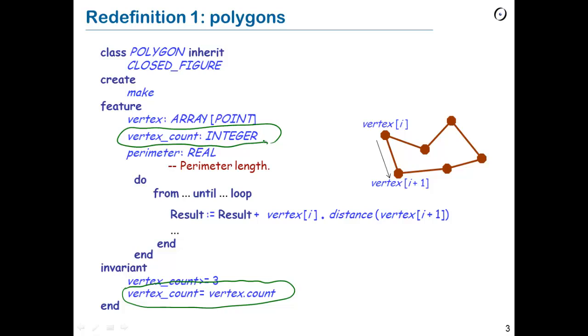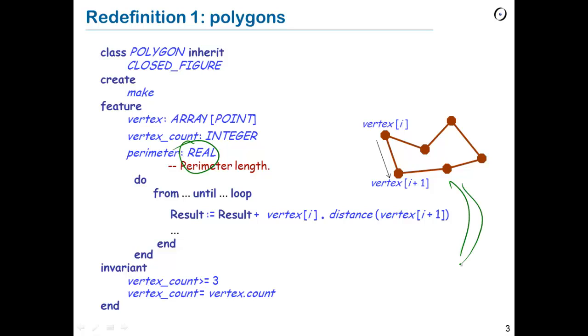Okay, and now we come to the core of the example. We have the feature perimeter. What kind of feature is it in our classification of features? Perimeter is a function. Why is it a function? Well, first it's a query because it returns a result, and as a query it could be an attribute or a function. You can see that on the previous line vertex count doesn't have an implementation, so it's an attribute, but perimeter has an implementation given by this do end clause, so we know it's a function.